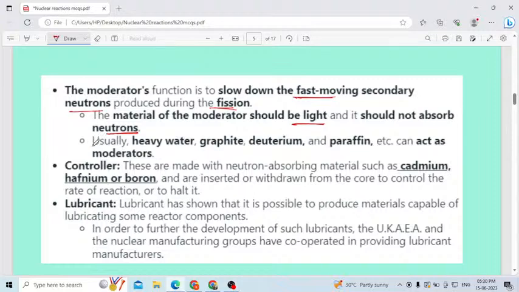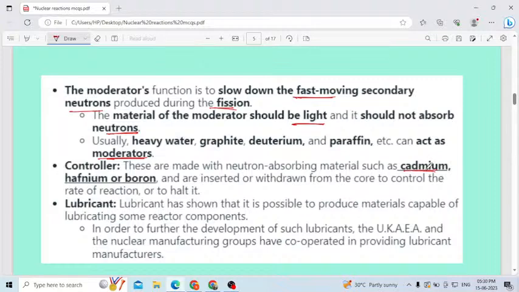Next one. Usually heavy water, graphite, deuterium, paraffin, etc. act as a moderator. These are the examples of moderators. Which are the moderators we will use? Heavy water, graphite, deuterium, paraffin. Okay. Then next, controller. These are made with neutron absorbing material such as cadmium.